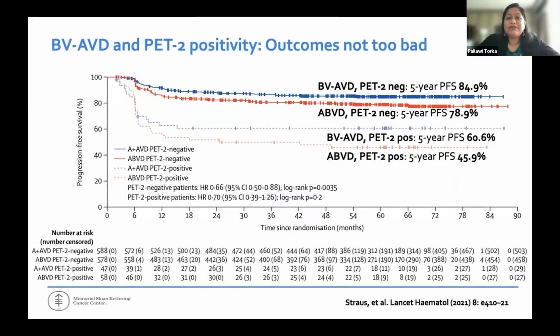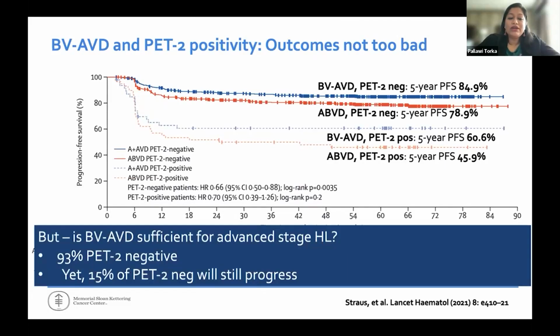Then we wanted to look at BVAVD and PET2 positivity in the long term, and it looks like we have still not been able to catch up. So if you see the PET2 positive patients, which are the bottom two curves, even with BVAVD, 5-year PFS is only 60%, and in ABVD, it's only 46%, which is pretty bad for Hodgkin lymphoma. So we want to do better. We want to do better than BVAVD.